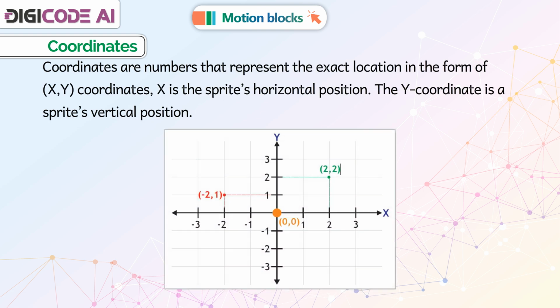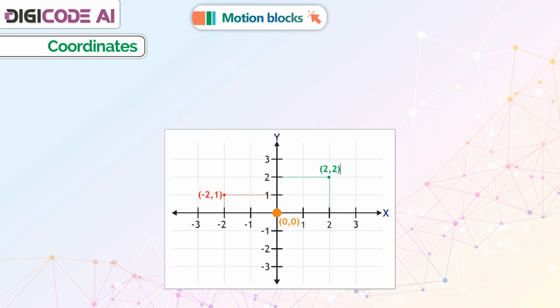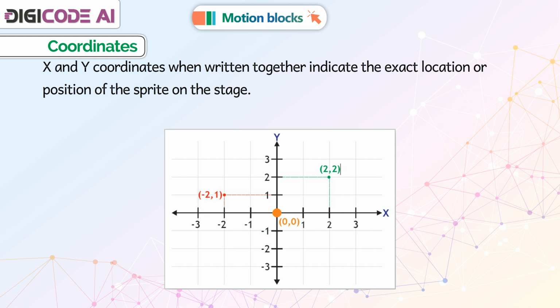Coordinates. Coordinates are numbers that represent the exact location in the form of x, y coordinates. X is the sprite's horizontal position. The y coordinate is a sprite's vertical position. X and y coordinates, when written together, indicate the exact location or position of the sprite on the stage.